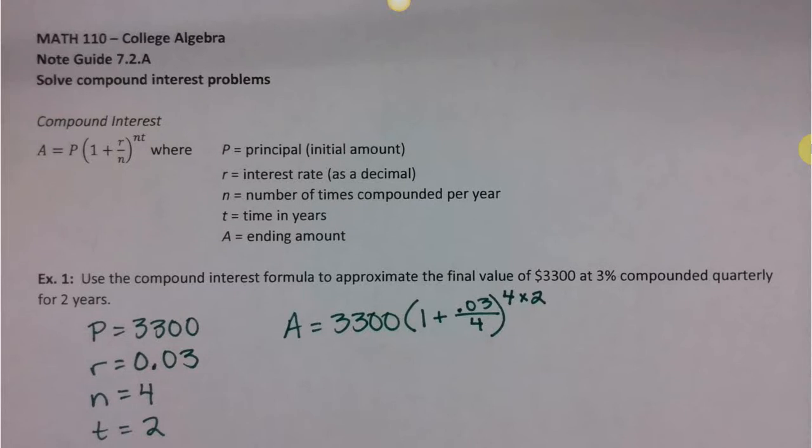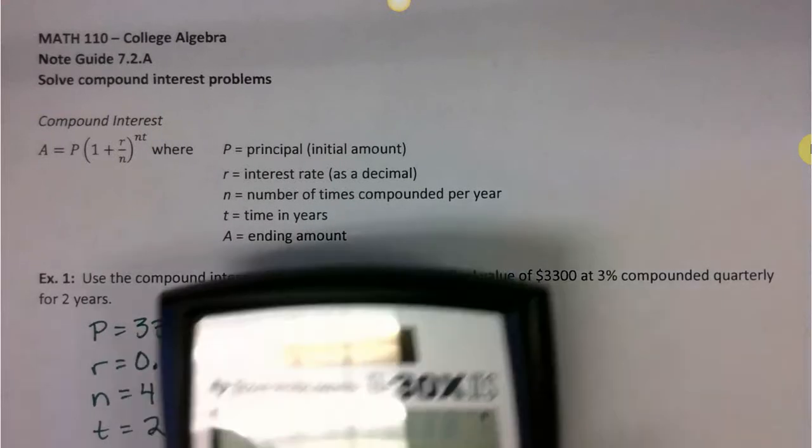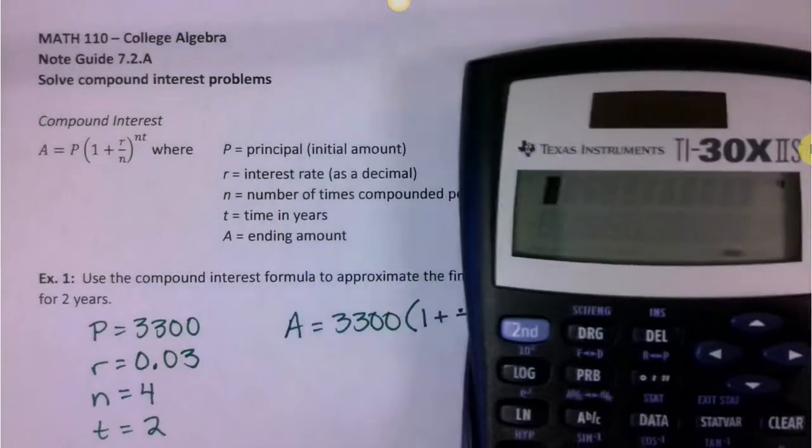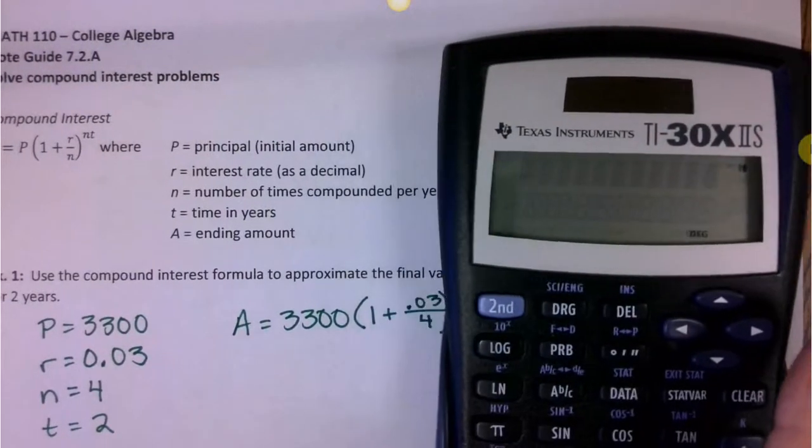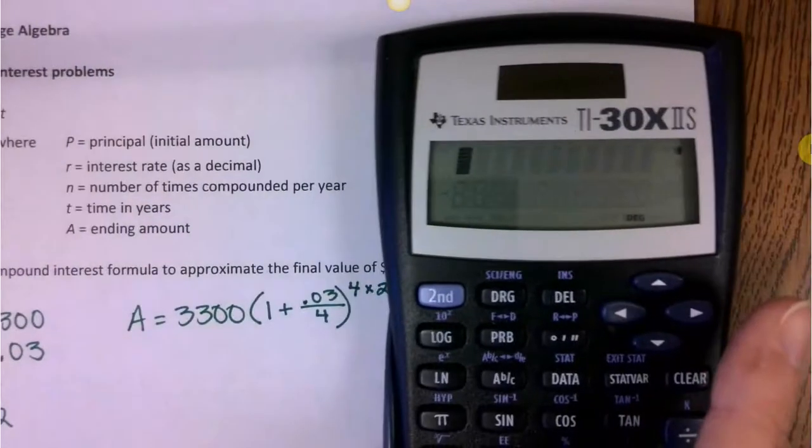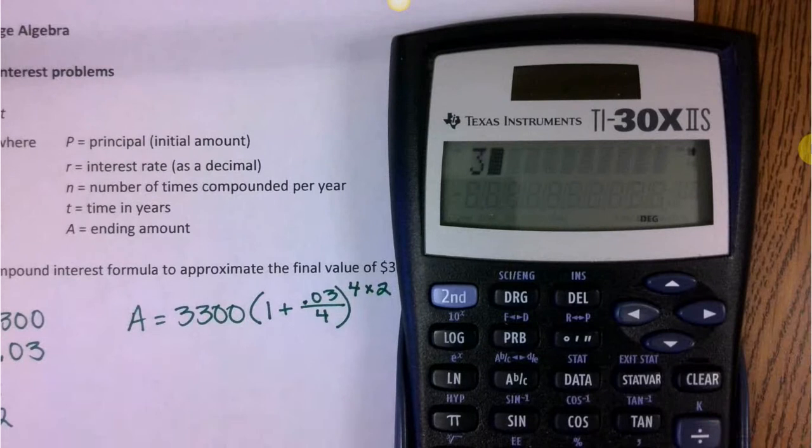And now I just need to plug all of that into my calculator, which if you're using the TI-30X IIS, what that's going to look like is 3,300 parentheses 1 plus 0.03 divided by 4, close parentheses, exponent button, and then I need to put my exponent in its own set of parentheses. So parentheses 4 times 2, close parentheses, equals.